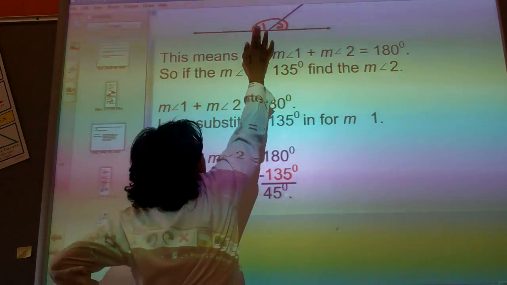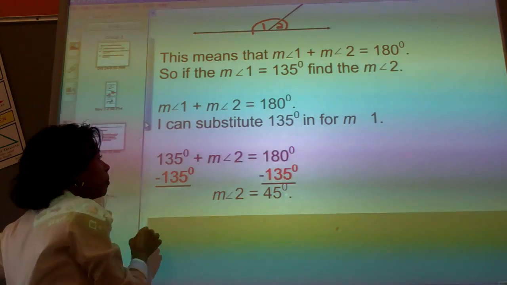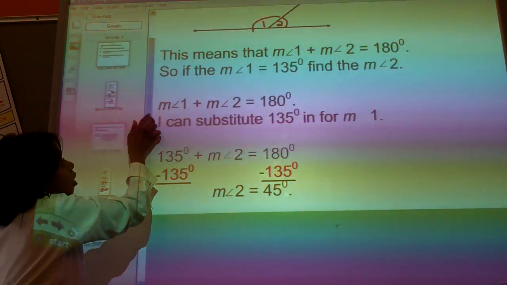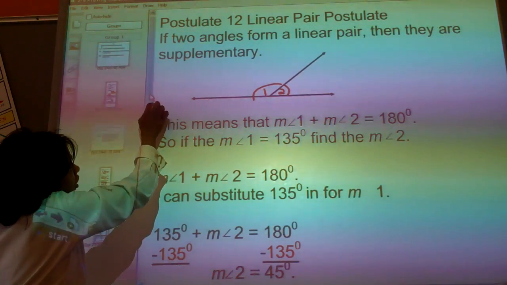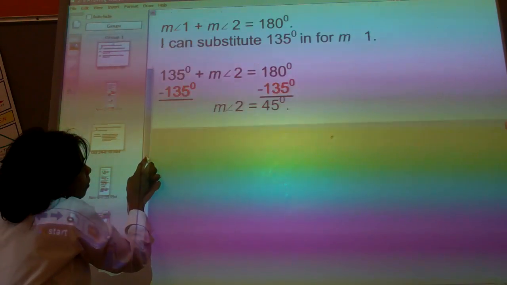So I now know the degree measure of angle 2, which is 45 degrees, because angles 1 and 2 added together form a linear pair. Please remember to memorize, study, and understand postulate 12. Next postulate.